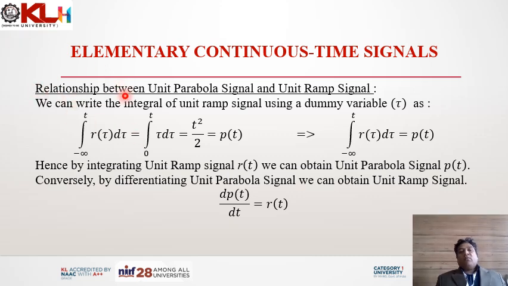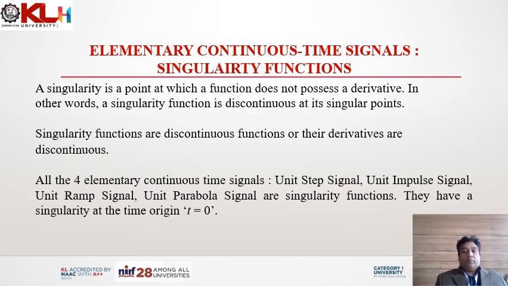Now we are going to see what is the relationship between unit parabola signal and unit ramp signal. Now we will integrate the ramp signal. The integral from minus infinity to t of r of tau d tau is equal to t square by 2, which is nothing but the parabola. Hence the integral of the ramp signal r of t is the parabola signal. Conversely, by differentiating the parabola signal, we can obtain the ramp. So d by dt of p of t is r of t.